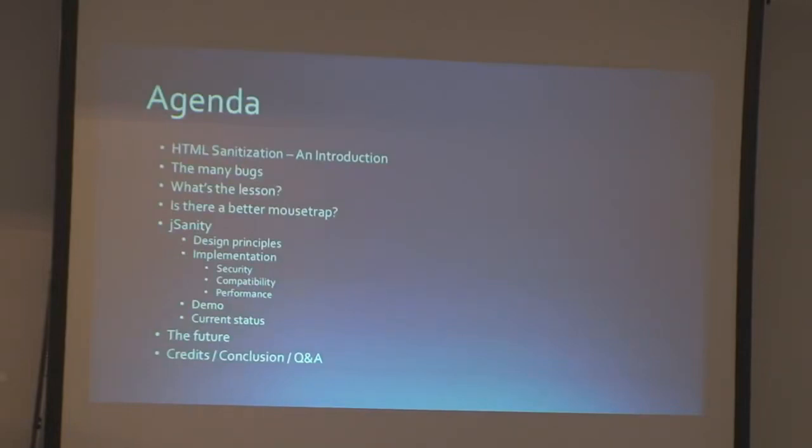So what are we going to talk about today? This is about HTML sanitization, of course. We'll define exactly what's in scope as being considered HTML sanitization. We'll talk about a number of different sanitization bugs that we've seen as examples and try to determine what some lessons from seeing those are. Think about whether there may be a better mousetrap based on the sanitization approaches that we have today. And I've been pondering that myself. I built a little research project I've been calling JSanity, which is yet another sanitizer. It's a client-side sanitizer based on browser primitives. We'll talk about what the design principles are for that, how it's implemented, do a little demo, and talk about the future and wrap up.